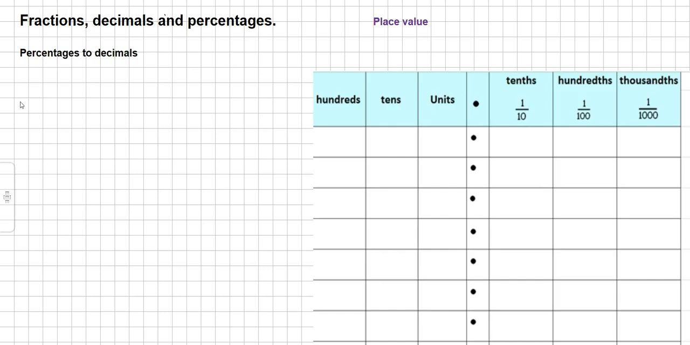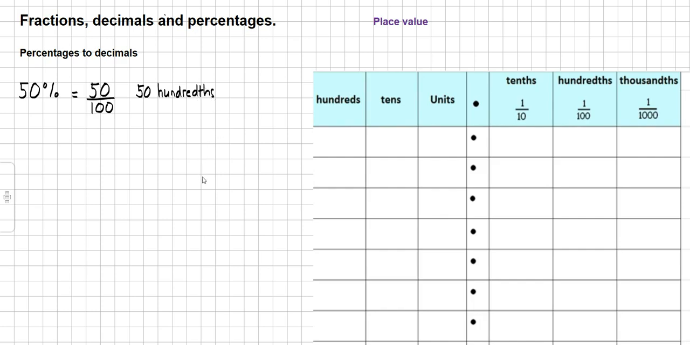So percentages. Well, in the last video, we discovered, hopefully, that any percentage, so let's start with one of the most obvious, 50%, can be written as 50 over 100. So we learned, in fact, any percentage can be written as a fraction out of 100. Another way of saying that is 50 hundredths.